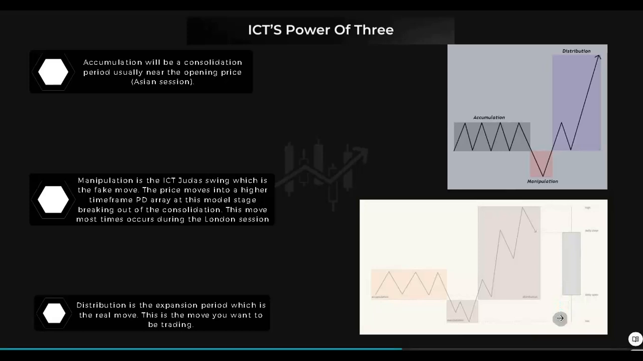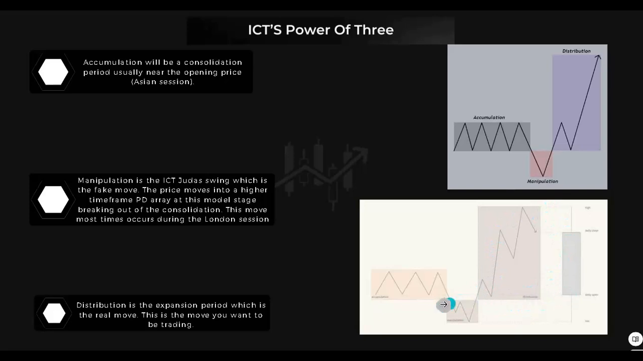I won't go much deep into that topic, but the distribution is the expansion period, which is the real move. This is the move that you want to be trading. This move right here. As you can see, it is large. It has a lot of momentum. It has a lot of volume, right?